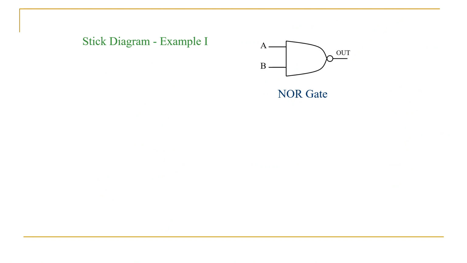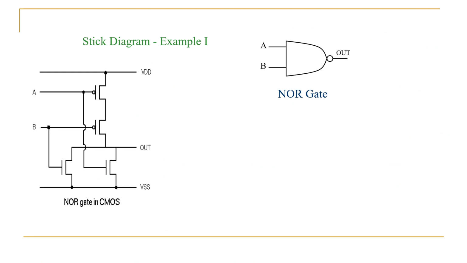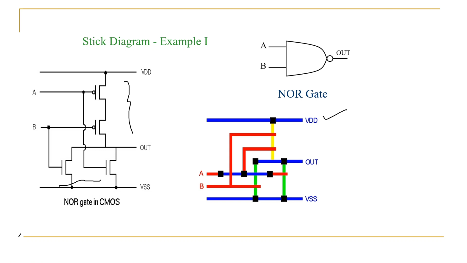Coming back to the NOR gate, this is the basic realization of a NOR gate. For a NOR gate, two NMOS are connected in parallel and two P MOSFETs are connected in series. In the corresponding stick diagram, VDD and VSS are drawn. The contact with the P MOSFET is drawn in yellow, with a black contact to VDD. Similarly the N MOSFET is drawn in green, and it is connected.